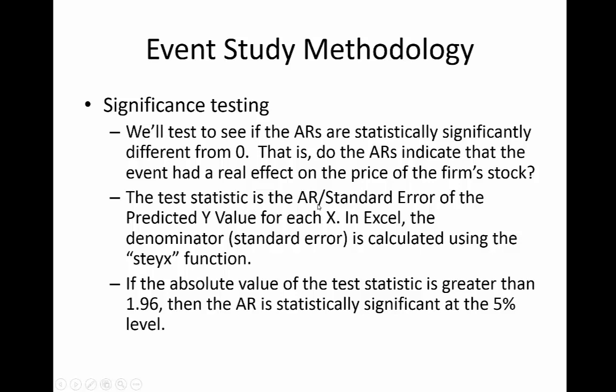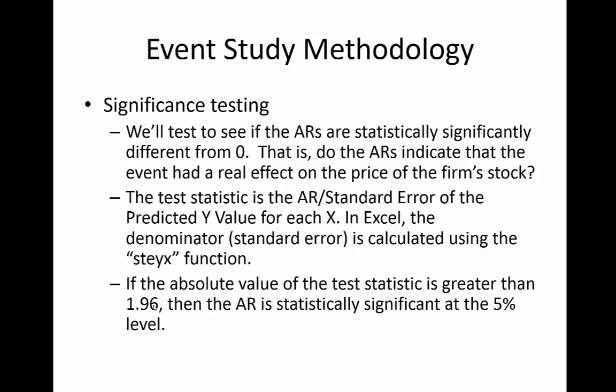The test statistic is the abnormal return divided by the standard error of the predicted y value for each x. In Excel, the denominator, that's the standard error, is calculated using the STEYX function. If the absolute value of the test statistic is greater than 1.96, so it could be greater than positive 1.96 or less than negative 1.96, then the AR is statistically significant at the 5% level.